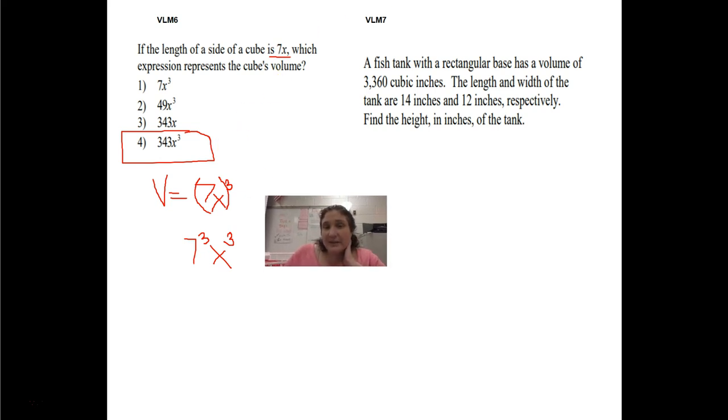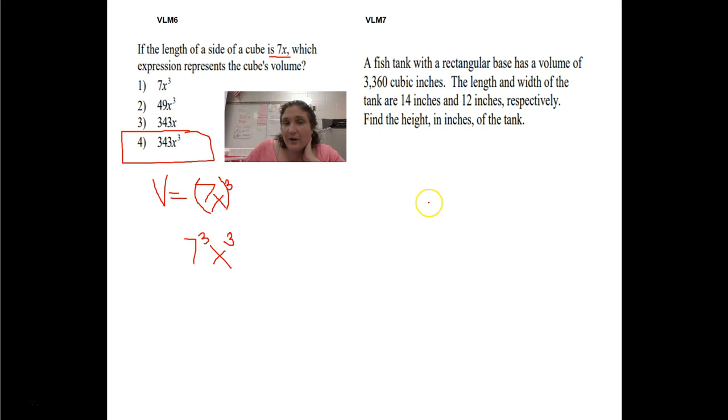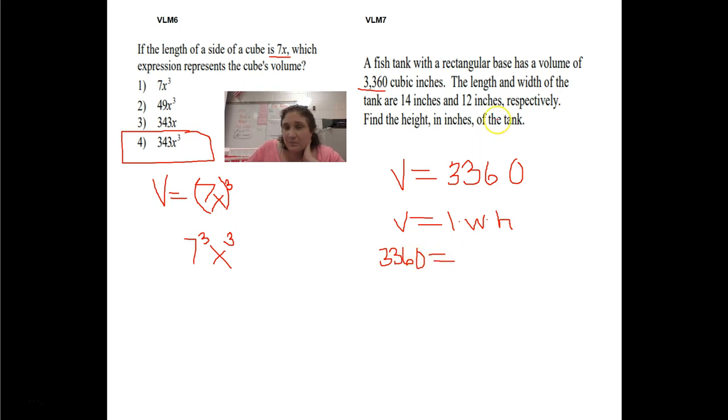A fish tank has a rectangular base. It has a volume of 3,360. So we know that our volume is this. And this is a good example of a DOK2 question because we're actually working backwards. So they gave us the volume. We know that it's got the rectangular base, so we know that volume is length times width times height. So we can put in 3,360 equals, well, the length and width are 14 and 12. We just have to determine the height. So we're going to do order of operations. We got to simplify that side first.